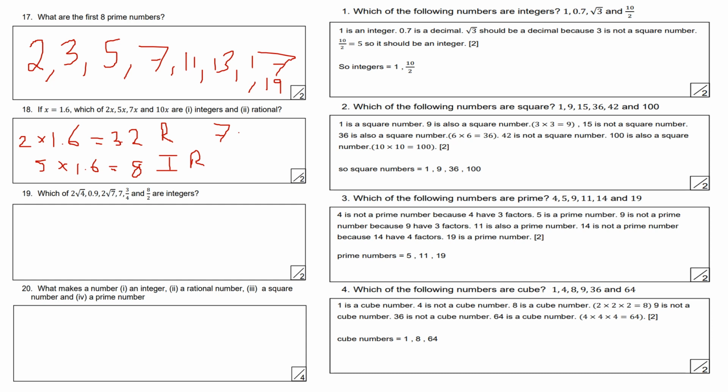7x, 7 lots of 1.6. That will give you a decimal. Okay, so 7 times 1 is going to be 7. 7 times 0.6 is going to be 4.2. So when you add it together, I get 11.2. So that's rational, but it's not an integer. Okay, and then lastly, 10x. Well, 1.6 times 10 is 16. Therefore, 10x is going to be an integer, and it's also rational. The decimal point moves 1 place to the right, so it becomes 16.